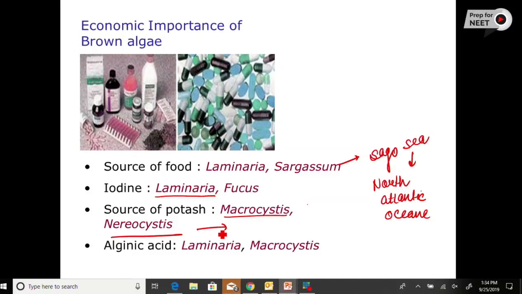Alginic acid we extract from Laminaria and Macrocystis, and this alginic acid is again a phycocolloid which we use to make ice creams and jellies.